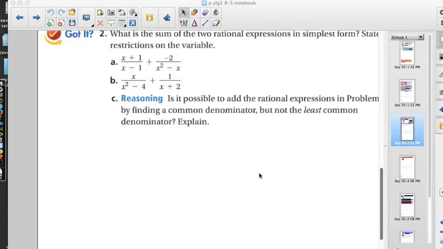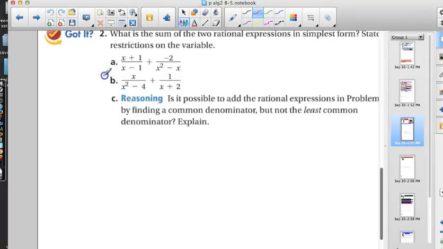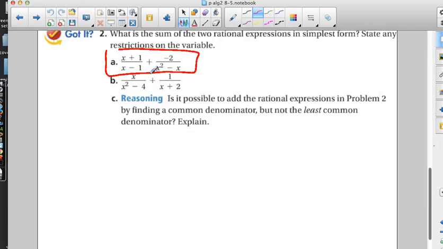This was the one in part A here that some of you had noticed, well, that's really goofy because it wasn't really standing out in your packet. You had a bad copy. And so some of you didn't realize that there was a -2 up here.